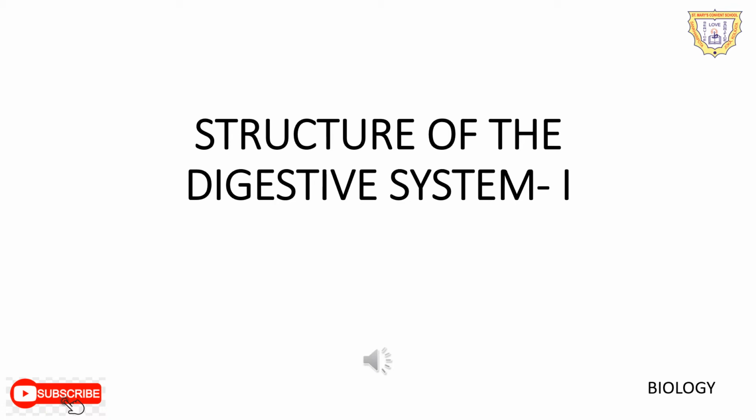Students, in today's class we are going to discuss the structure of the digestive system, which is the system that is responsible for breaking down complex food substances into simpler particles so that they can be easily absorbed by the bloodstream, carried throughout our body to the different cells, and those cells can use that food particle for obtaining energy.